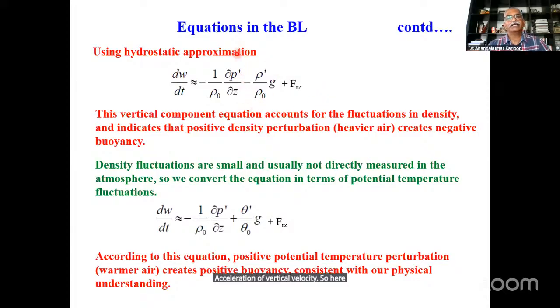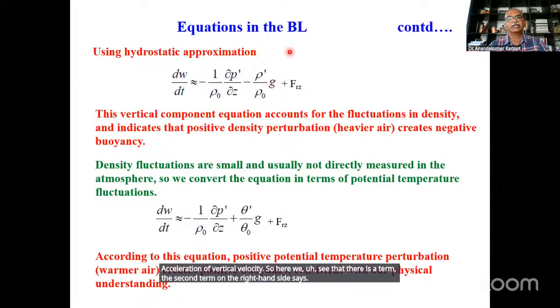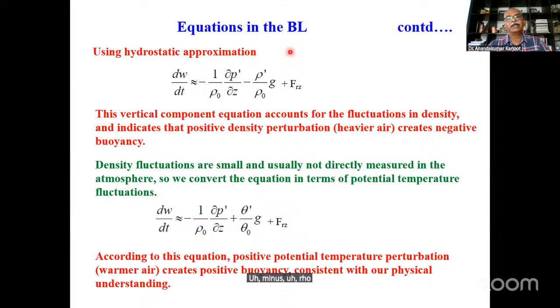So here we see that the second term on the right-hand side says minus rho prime by rho 0. This accounts for the density fluctuations. If the density fluctuation rho prime is positive, that means the air is heavy, and what we expect is negative buoyancy. There is a negative sign already, so the density fluctuation remains positive, meaning negative buoyancy.